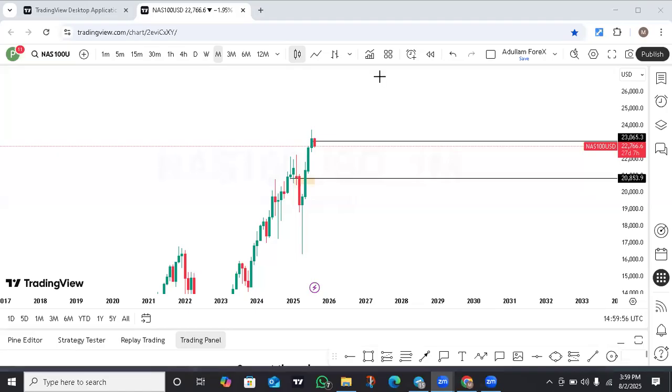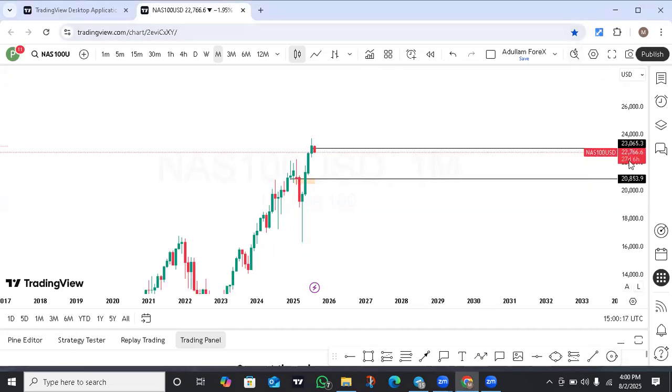Hello guys, let's analyze NAS100 using Adulan top-down analysis, to look for our potential opportunities. Either we are going to be looking for sells or we're going to be looking for buys. So this is the monthly time frame on NAS100. So what is actually happening on the monthly time frame?